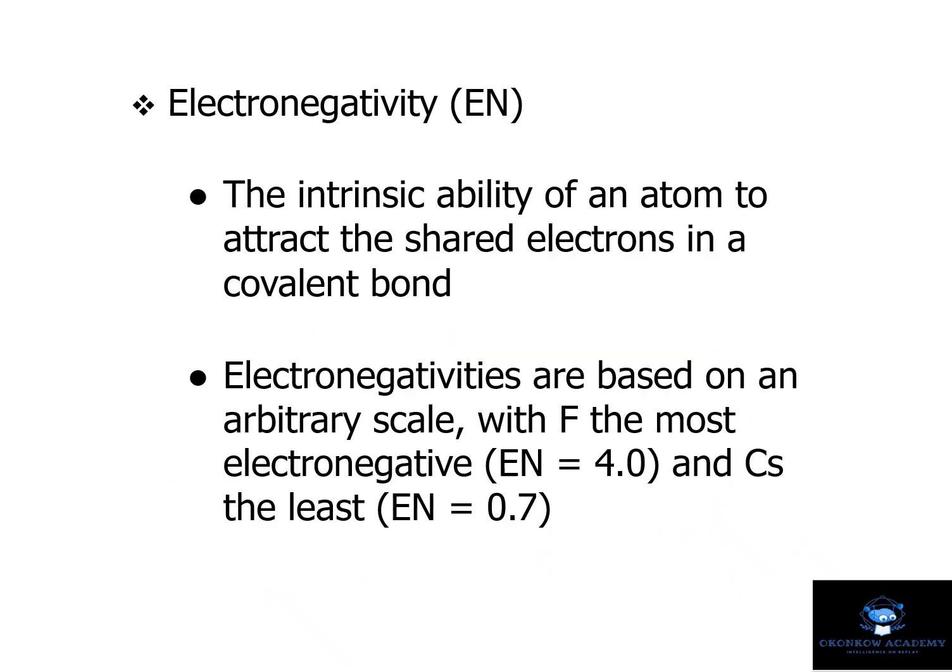Before we look at covalent bonds, we need to understand electronegativity. Electronegativity, abbreviated EN, is an atom's intrinsic ability to attract shared electrons towards itself in a covalent bond, and is measured on an arbitrary scale. Fluorine is the most electronegative element with EN equal to 4, and cesium is the least, at 0.7. The larger the electronegativity difference between two atoms, the more polar the bond between them.